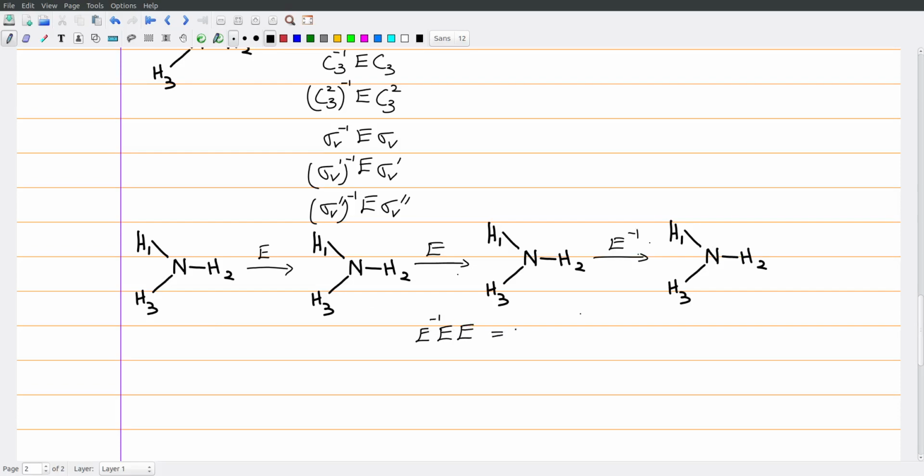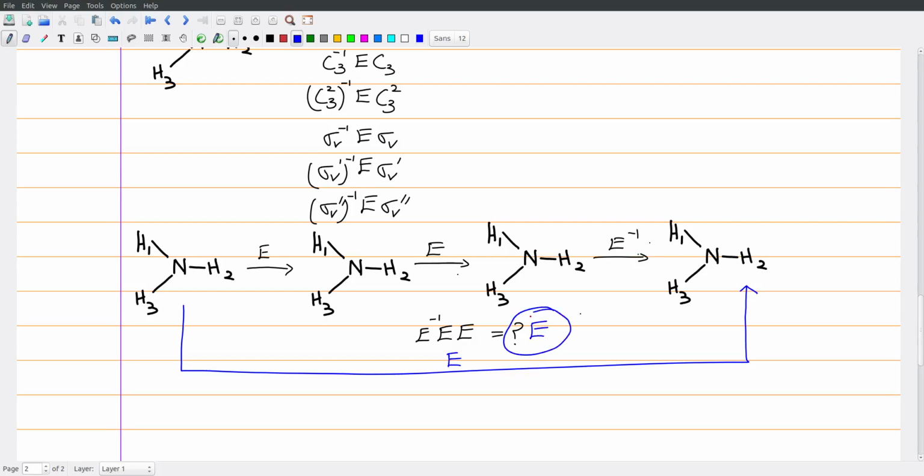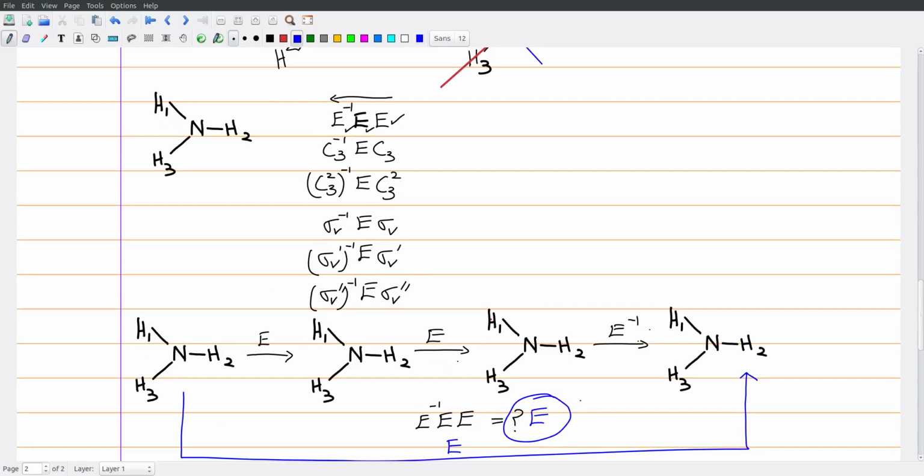What is the net result? To get the net result, you have to compare your initial configuration with your final configuration and see what is the relationship between the two. You will notice that the only relationship that exists between the two is E. So the answer is E. Right, so I'll go up and write this answer as E.